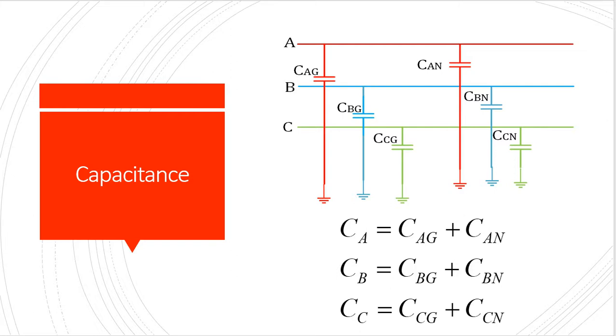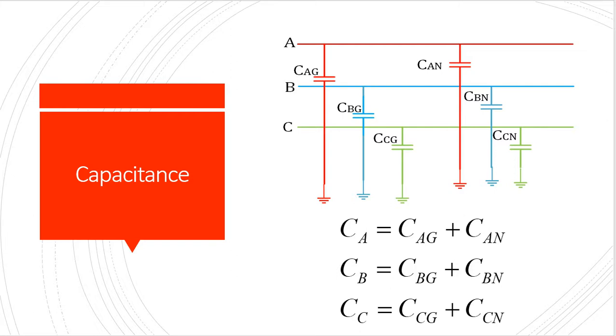all these three transmission lines are basically grounded, but when the neutral point is incorporated or taken into account, then we can have this structure as CAN, this particular structure as CBN, and the last one as CCN, right? Therefore, if we want to find out the overall capacitance across line A, we can find it by taking the sum of CAG and CAN, right?